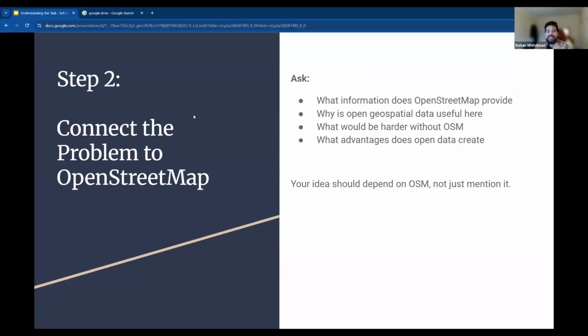So the second step is connecting your idea directly to OpenStreetMaps. You'll need to ask yourself, what information does OpenStreetMaps provide? Why is open geospatial data useful for your idea? And how much harder would it be not using OpenStreetMaps? You need to make sure you are very clearly conveying what advantages open data creates when building your idea and pitching your idea. This is really important as this is a sprint about primarily open data and open geospatial data. Your idea really should be depending on OpenStreetMaps, not just mentioning it.